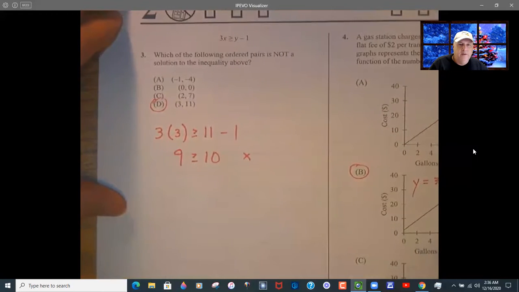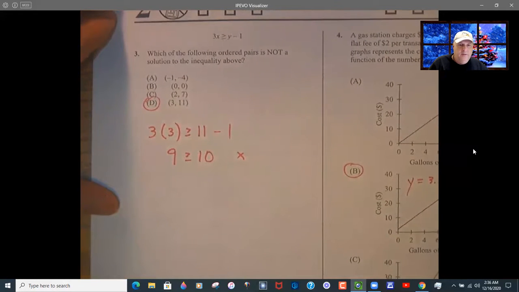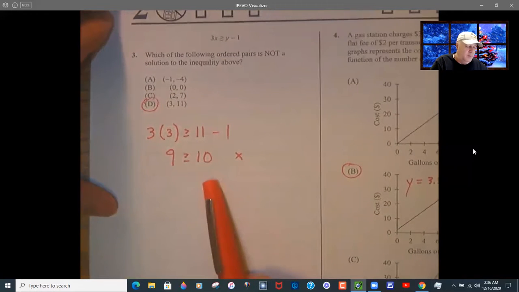Problem 3, which of the following ordered pairs is not a solution? So you're basically running through all of these, and then 3, 11 makes a false statement when you get to it. 9 is not greater than or equal to 10.